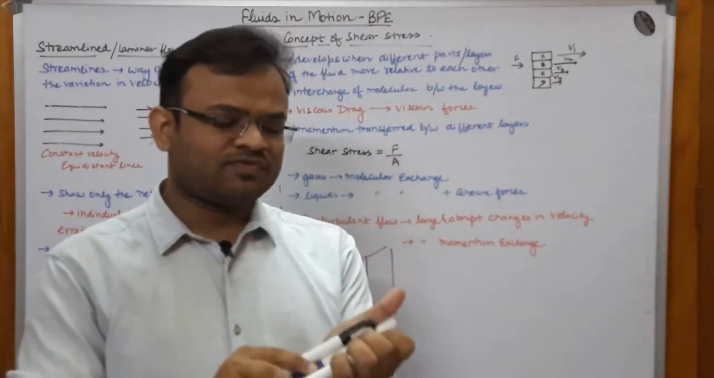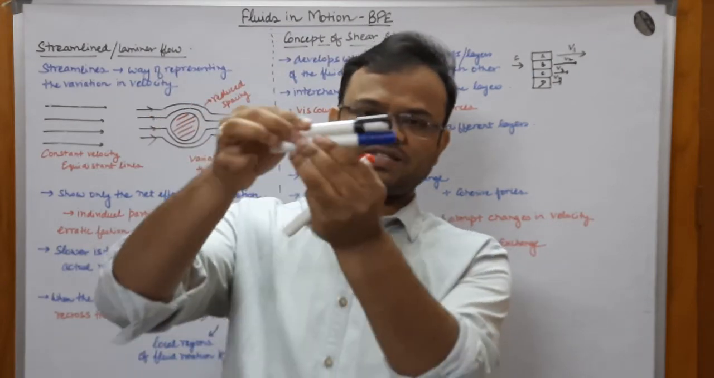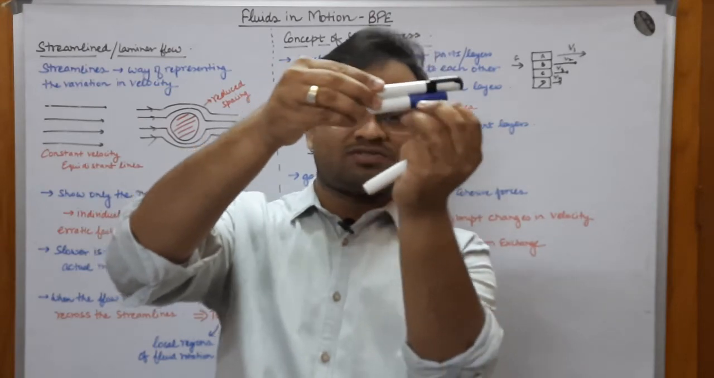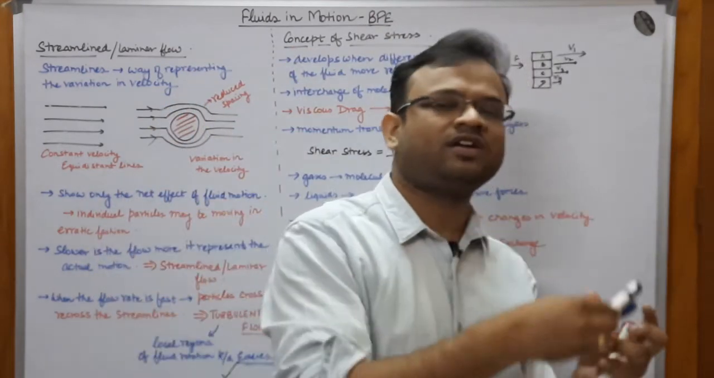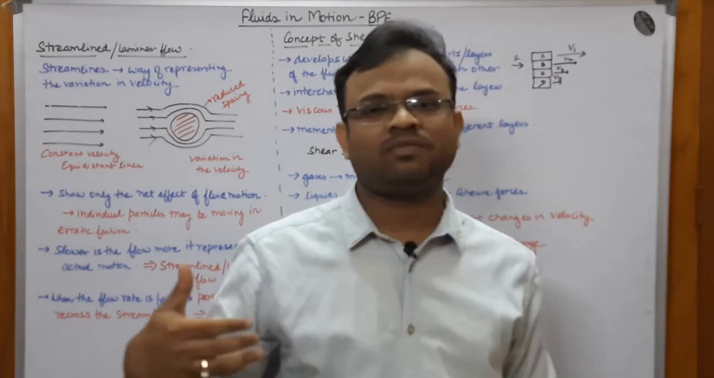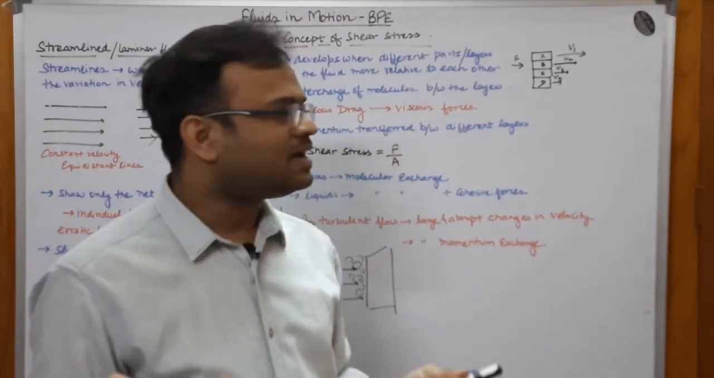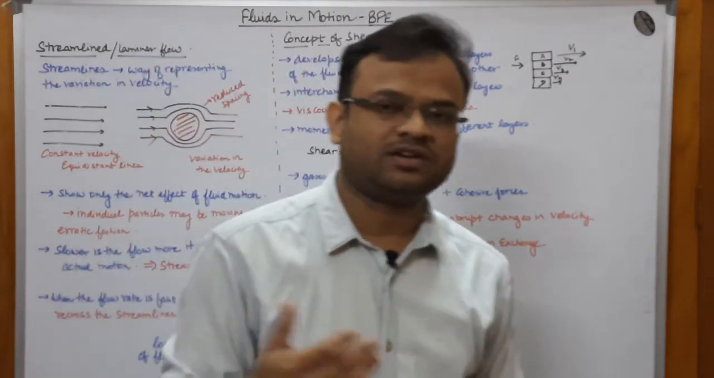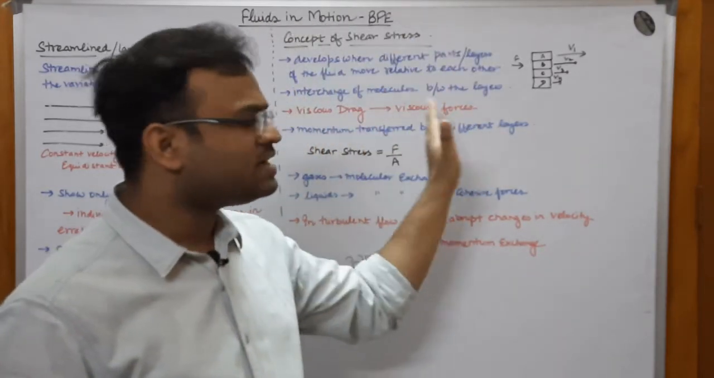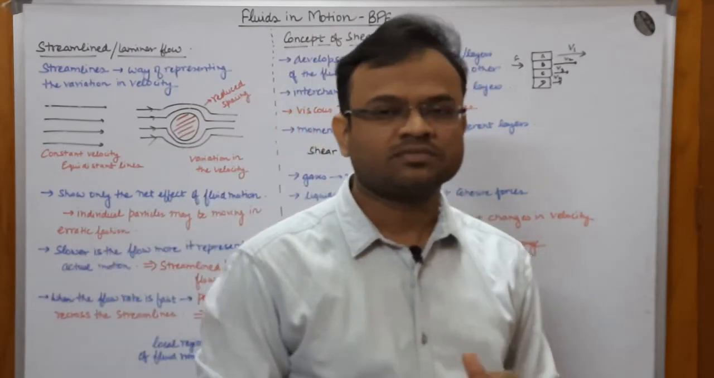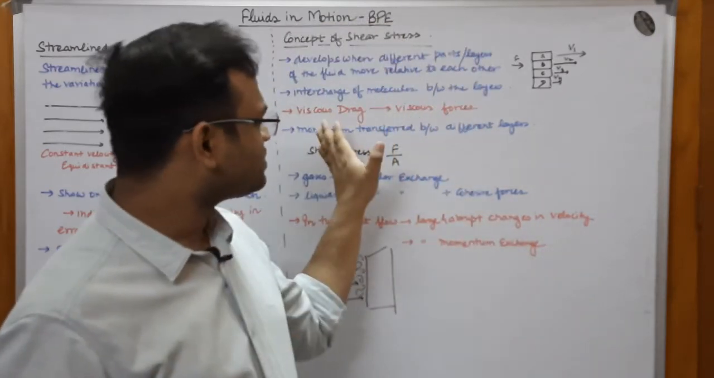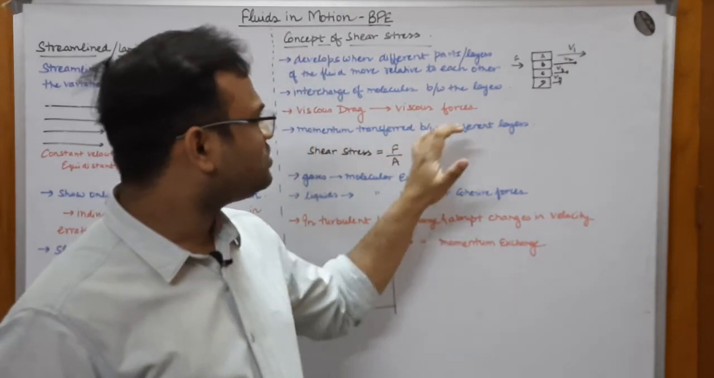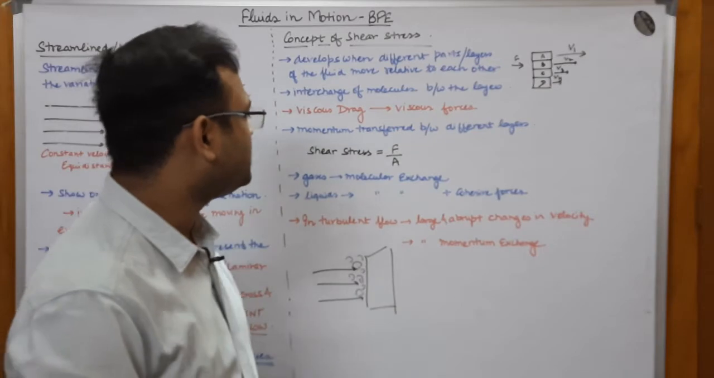Now if this layer is moving at a faster rate and the lower layer is pulling it back, what is this called? This is called dragging. Suppose you want to move forward and your friend is pulling your leg from the back. So this is called dragging backwards, right? So this would be called viscous drag, and this would result in viscous forces. Okay, so this viscous drag would result in viscous forces, and as I have explained, the momentum would be transferred between the layers.